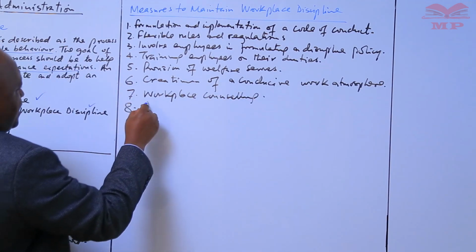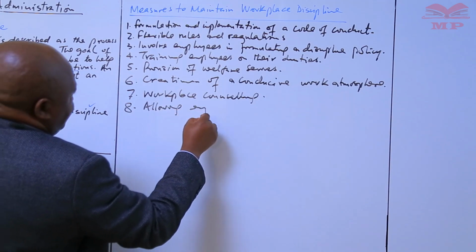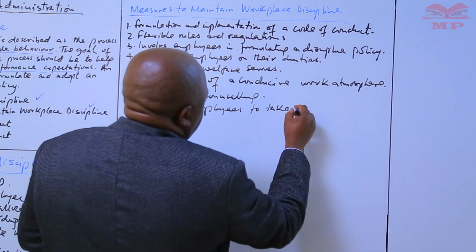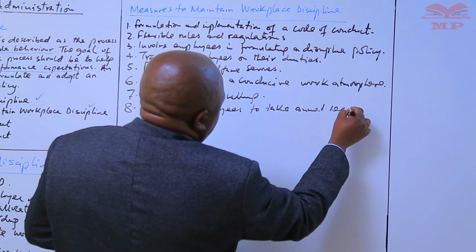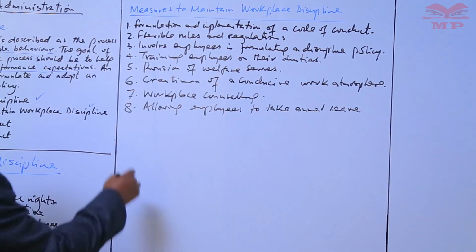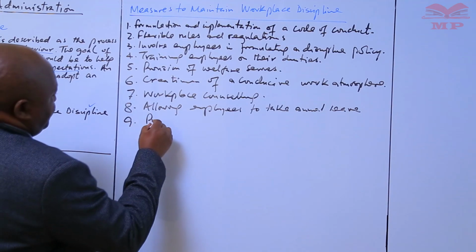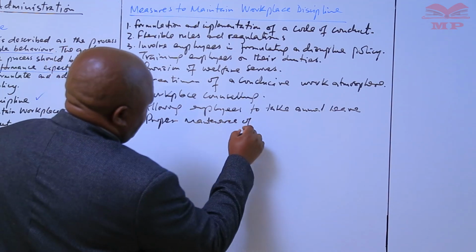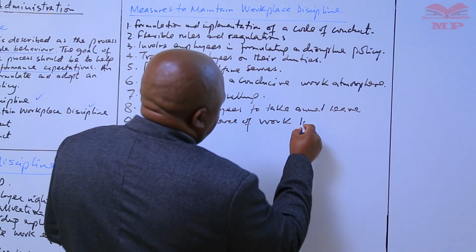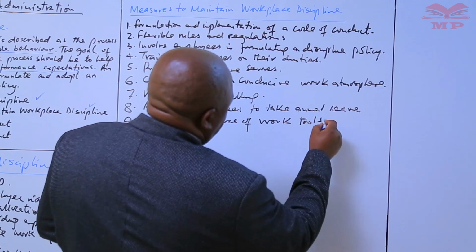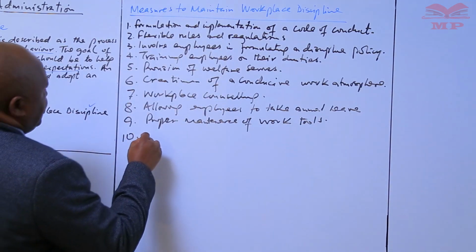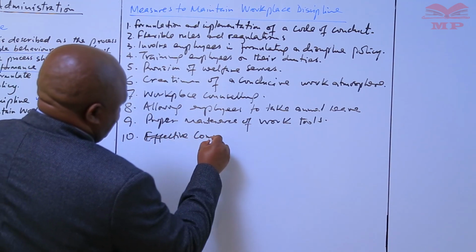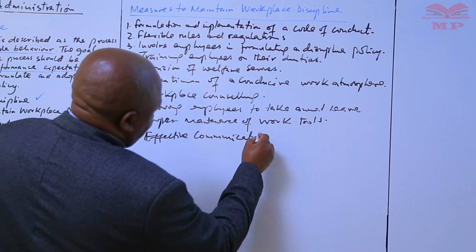Number 8, allowing employees to take annual leave so that workers can also be able to recuperate and so on. Number 9, proper maintenance of work tools. Number 10, effective communication channels.